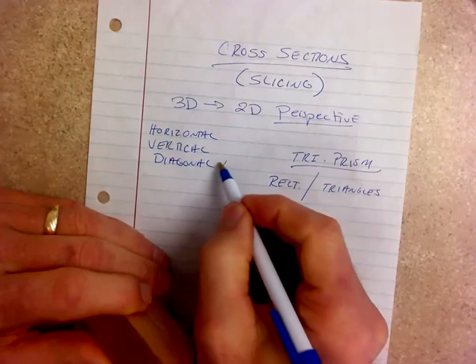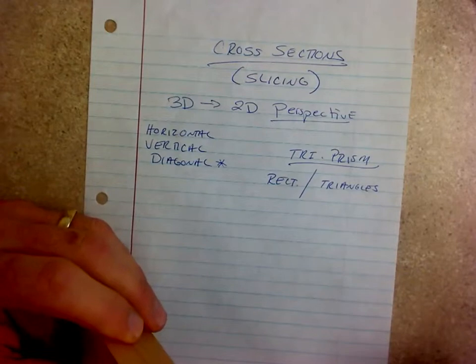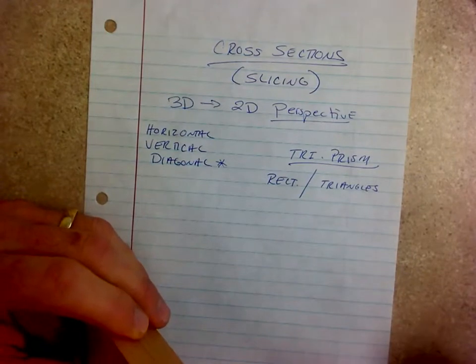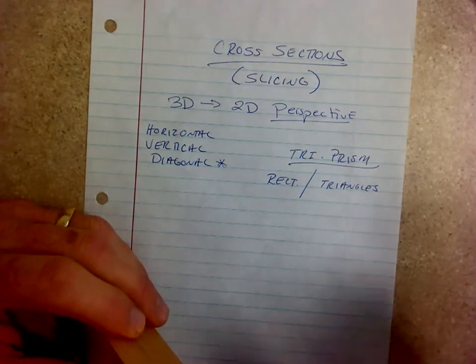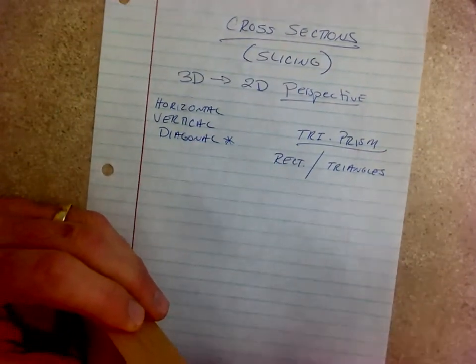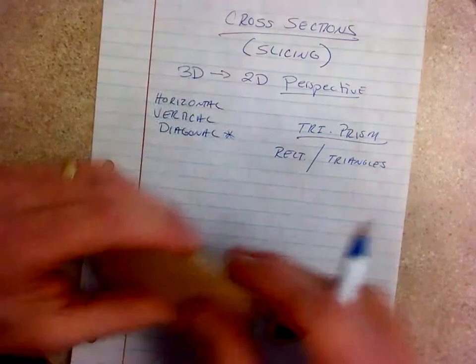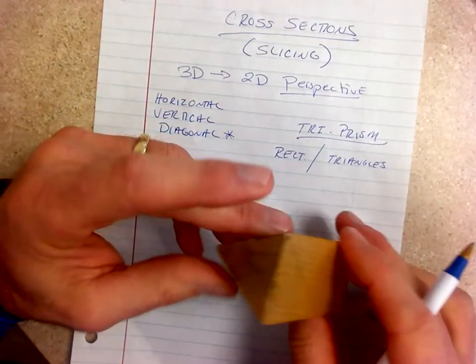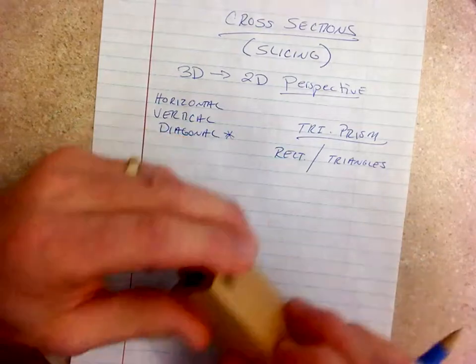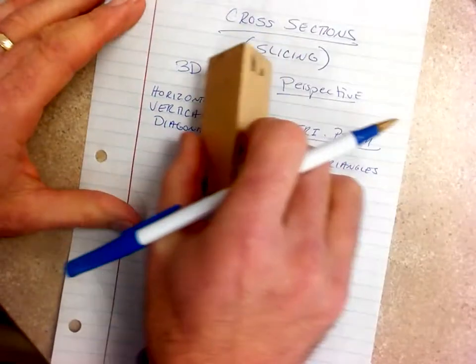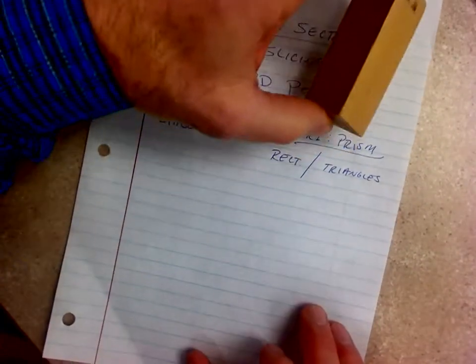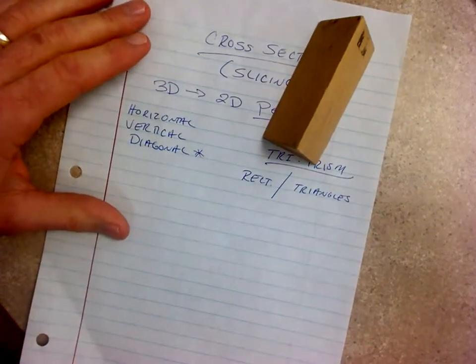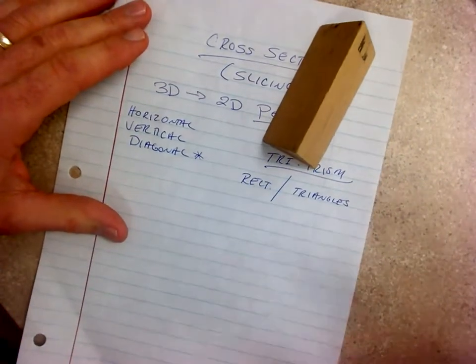Now the diagonal slices sometimes work out very tricky because we can slice in lots of different diagonal directions, and so those sometimes are not as obvious. But for the straightforward slices, the horizontal and the vertical, this thing is made up of rectangles and triangles, so that's pretty much all we're going to get. Now how do we know what's what? So we take our block as it is.